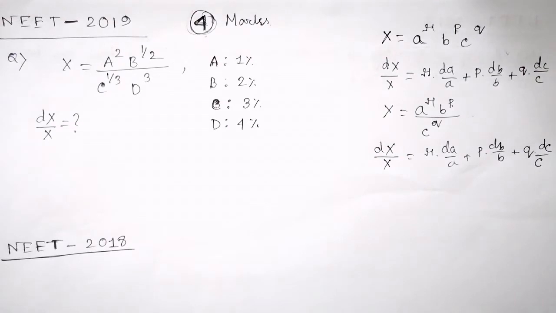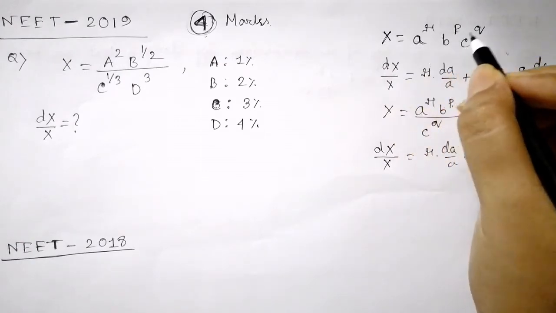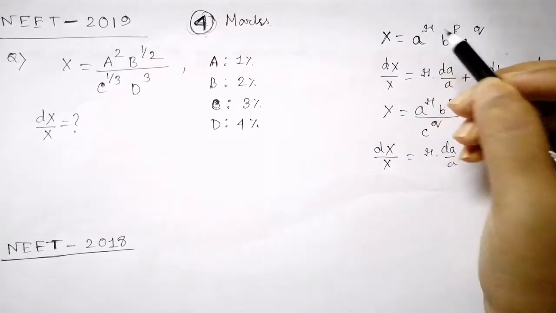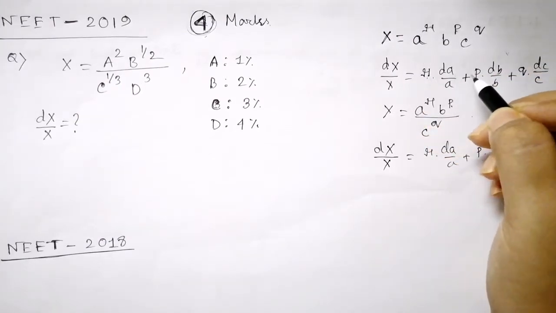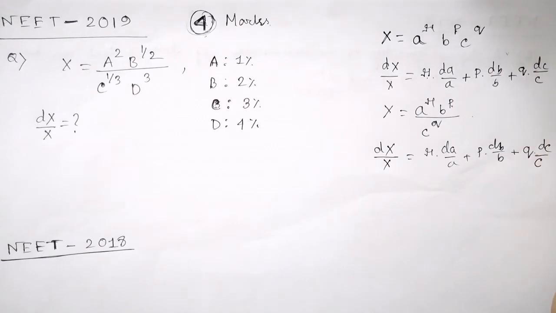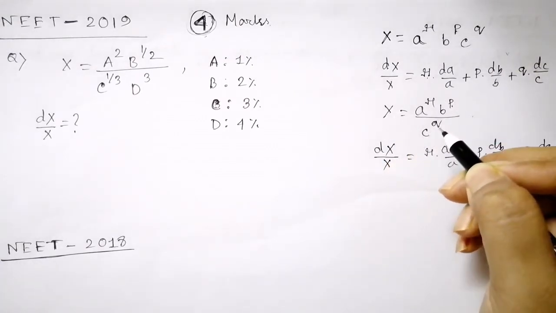Now how to do the percentage error problems? Suppose this is a relation. X is related with other quantities A, B and C like this. So there are several ways to do this kind of percentage error problem. But in the NEET exam, our target is to solve the question in seconds. So directly remember the formula. Put the power in the front, dA by A plus put the power, dB by B plus put the power, dC by C. Again, if it is given x is equal to A to the power r, B to the power p and C to the power q.